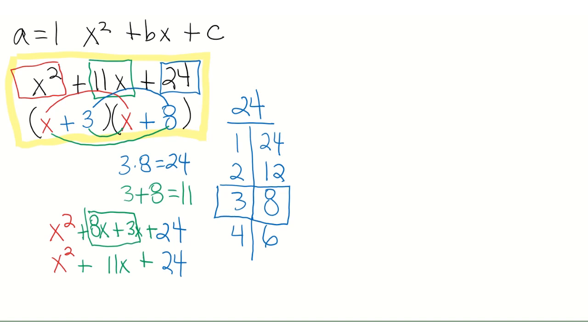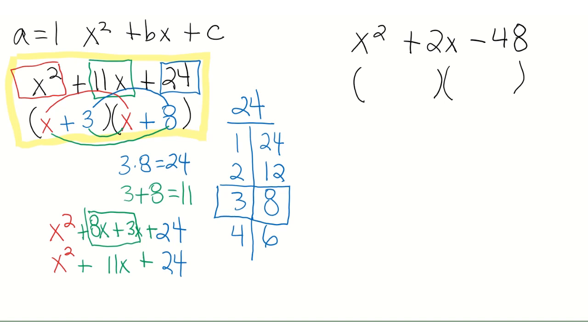So let's say I have the problem x squared plus 2x minus 48. Now notice this time my signs are opposite. I don't have the same signs. So that means that that's going to change things just slightly. So let's go through and follow the same steps again.